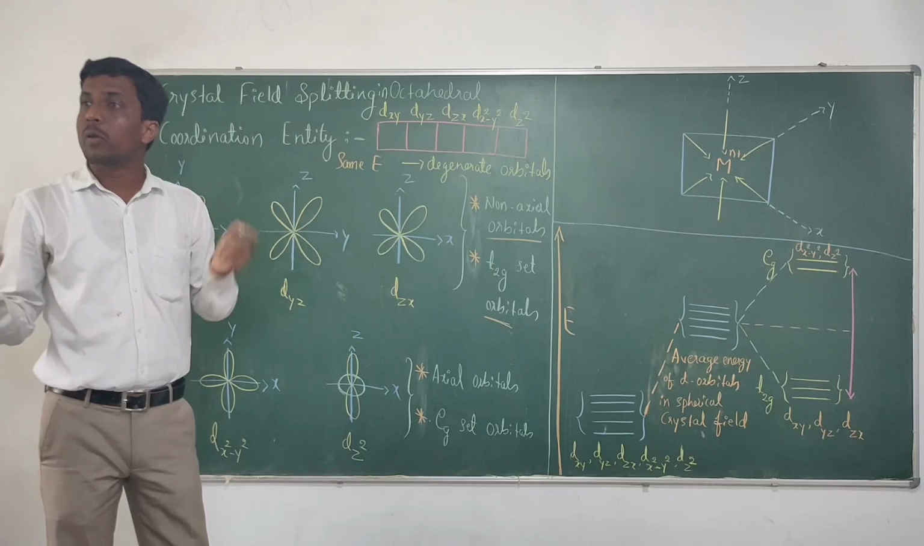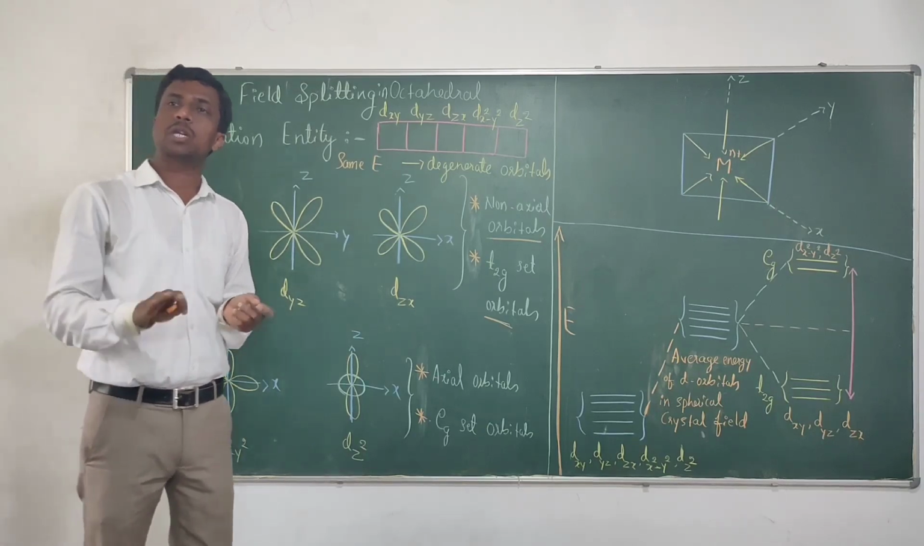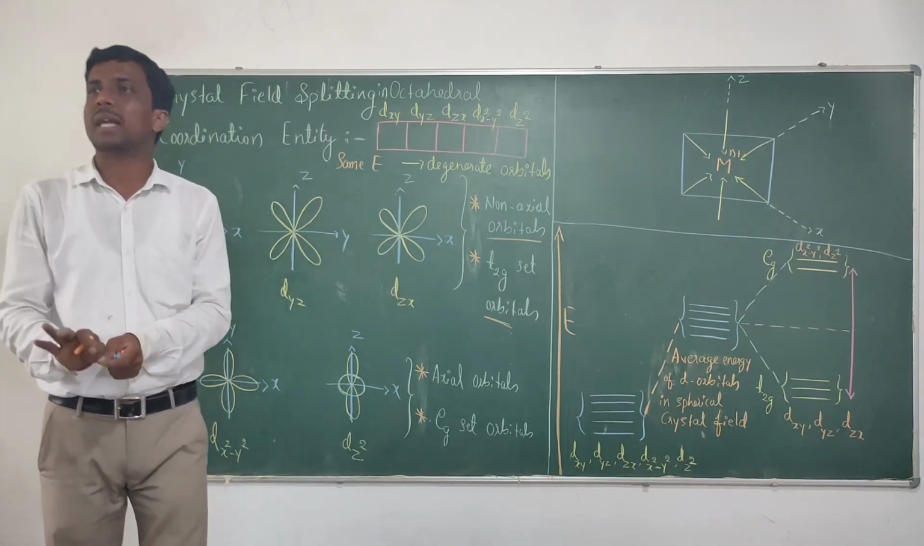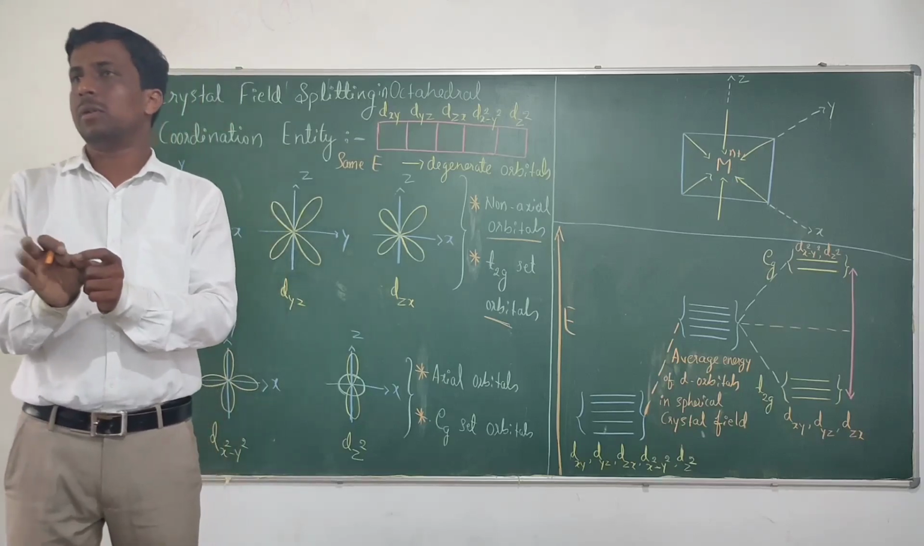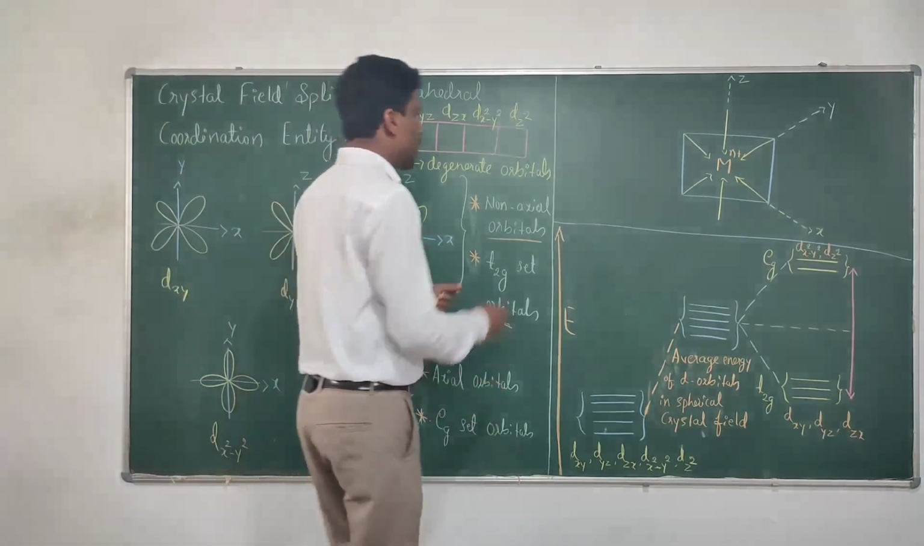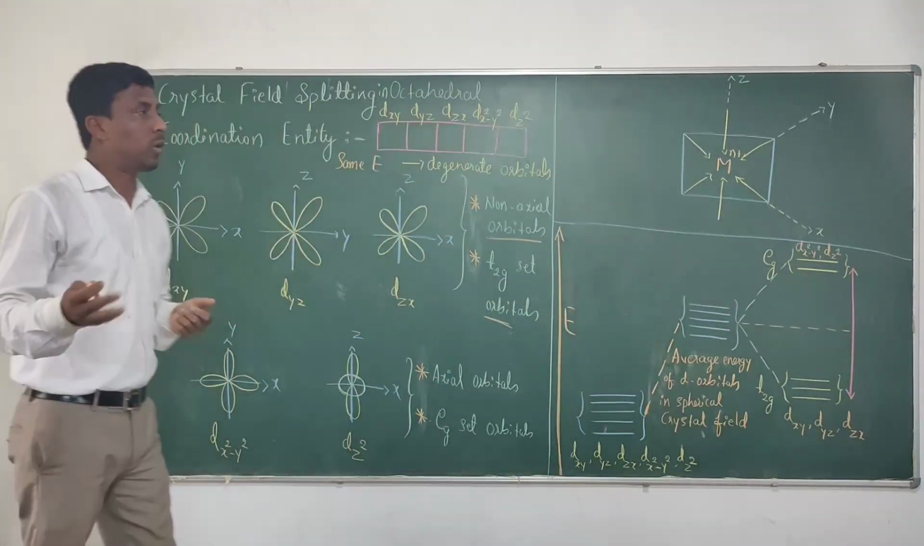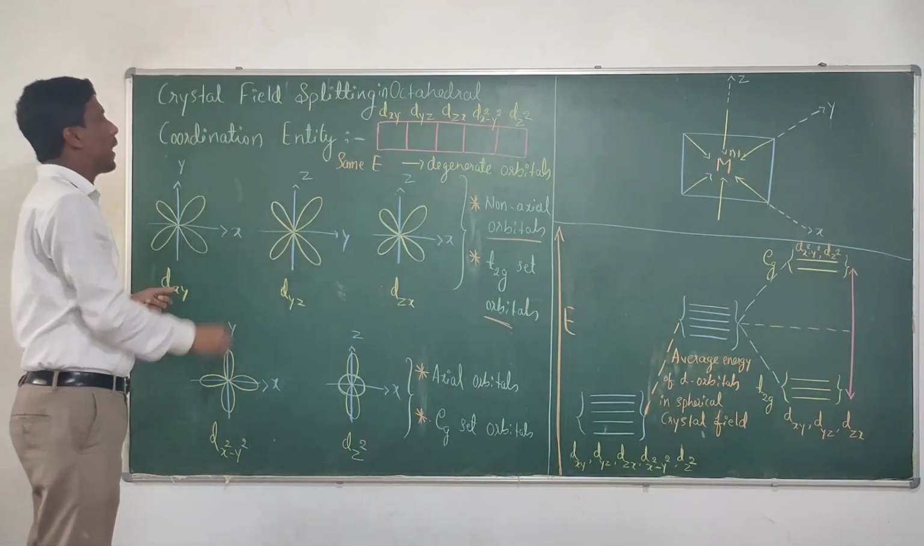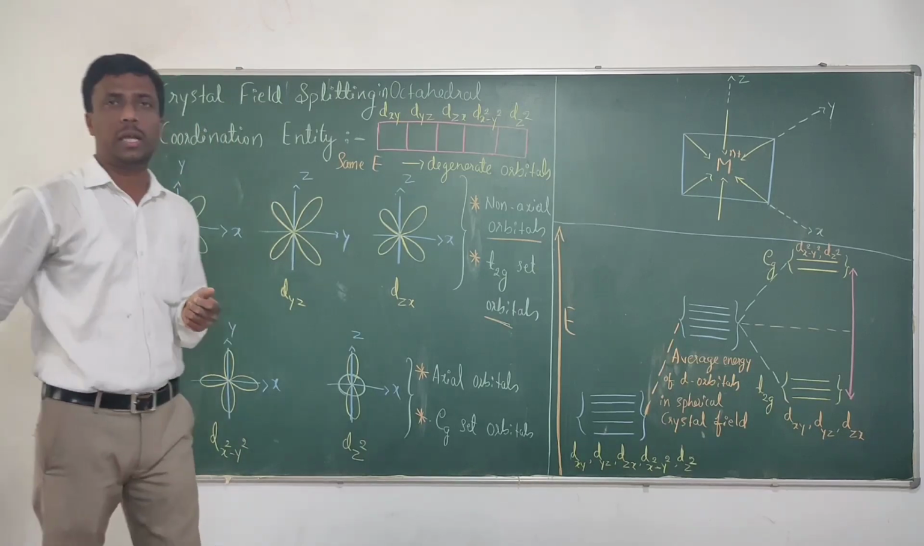This is the condition before the formation of the bonds by the metal atom with the ligands. Key point. Okay, now come to the exact concept. What is that? Crystal field splitting in octahedral coordination entity.